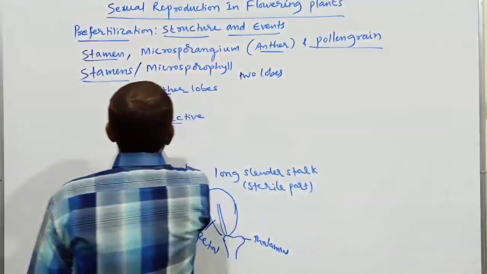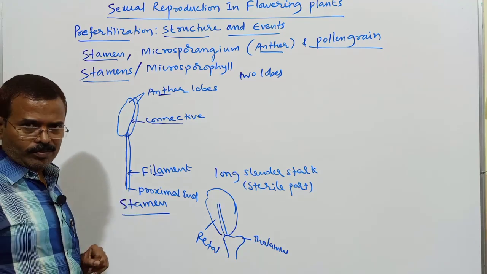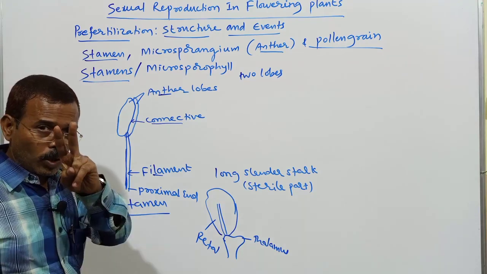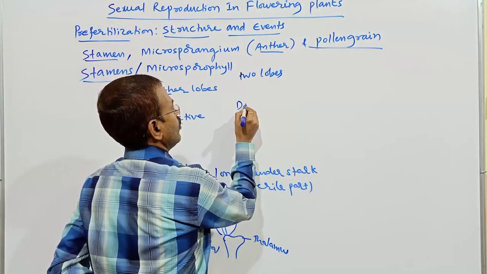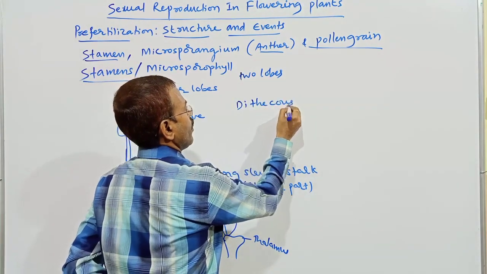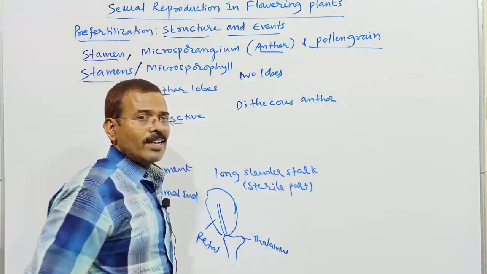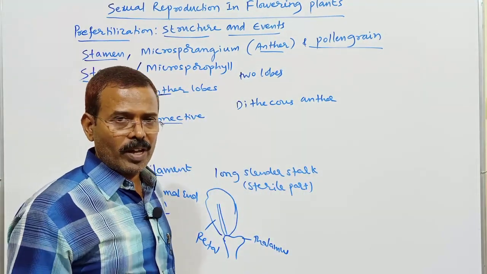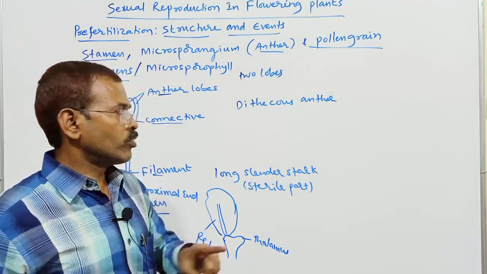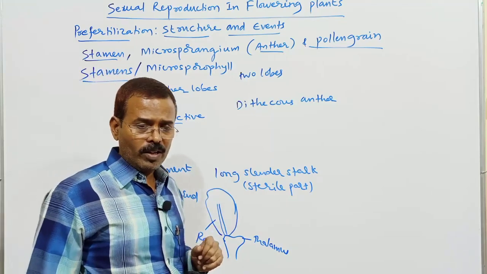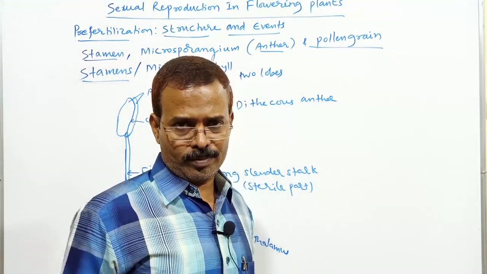When two anther lobes are there, then it is a dithecous anther. It is dithecous or bithecous anther, whatever you call. When the anther has two lobes, it is called dithecous anther. Many of the flowers have dithecous anthers.